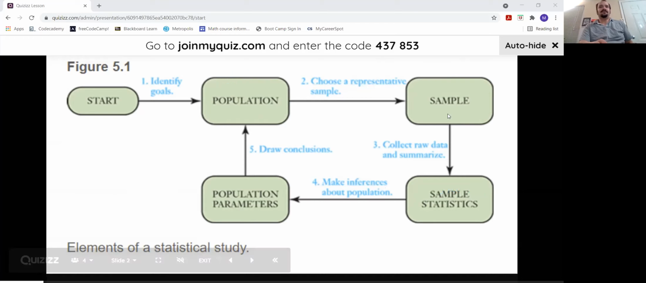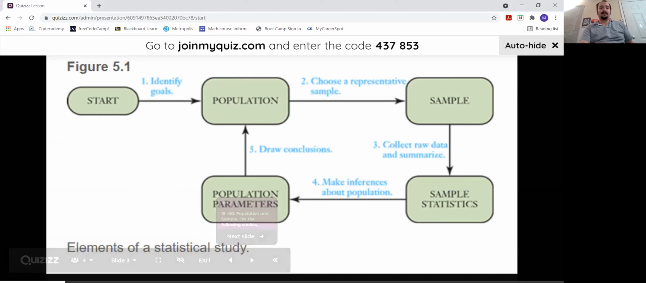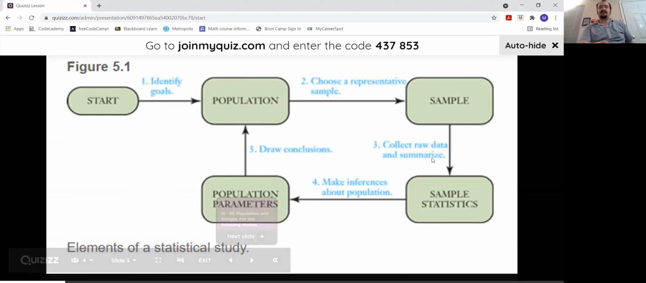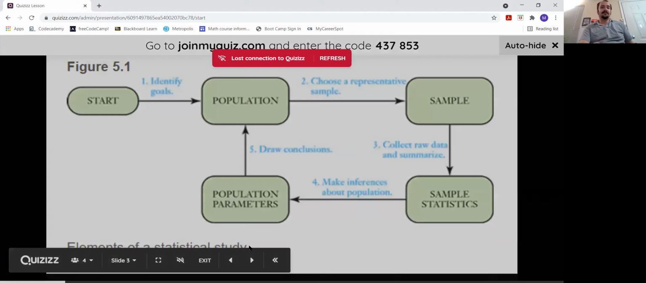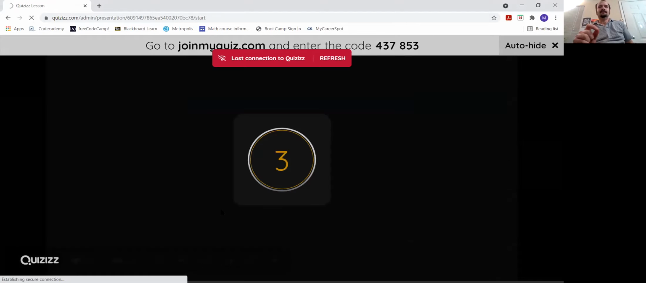We have a big population, but we can't go measure every single one of them. So what are we going to do? We're going to sample them. Try to take statistics on the sample. We're going to try to make some sort of inference to make a conclusion about the population overall.